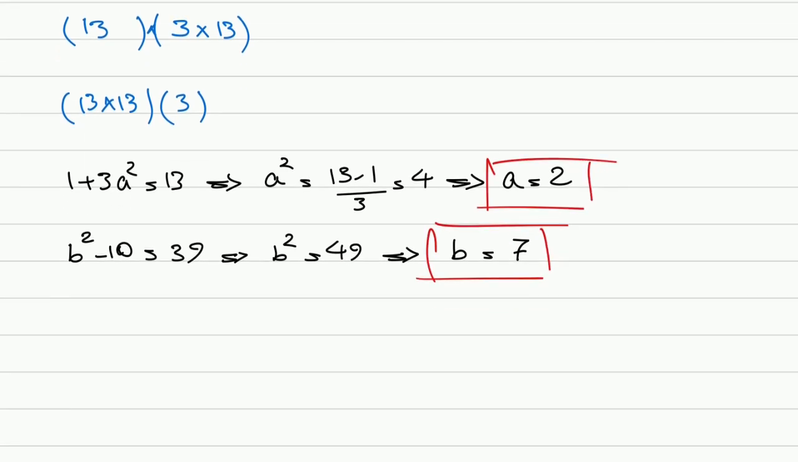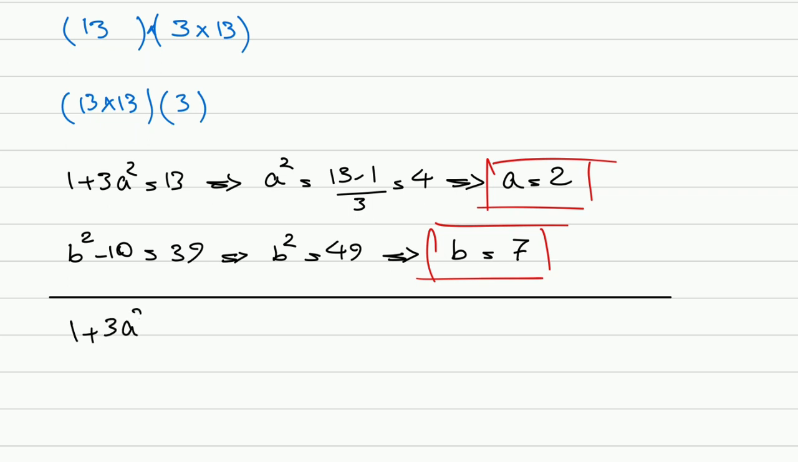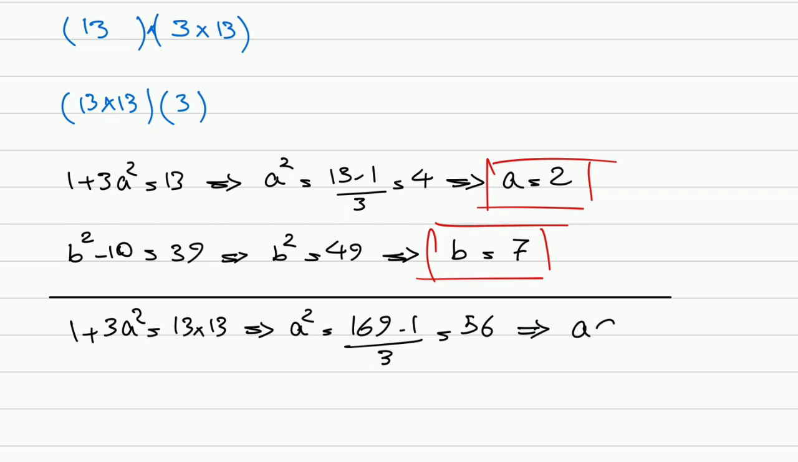Now for the second case, 1 plus 3a squared equals 13 times 13. And then a squared is 169 minus 1 over 3, and that's 56. 56 is not a square number, and that means a can't be a natural number here, which is unacceptable. We can check it for b as well, although it's not needed. So b squared minus 10 is 3, and then b is root 13, not a natural number again. So we have only one pair of answers, a is 2, b is 7.